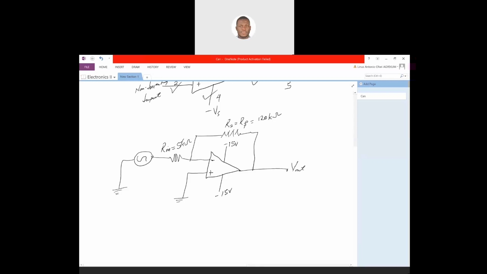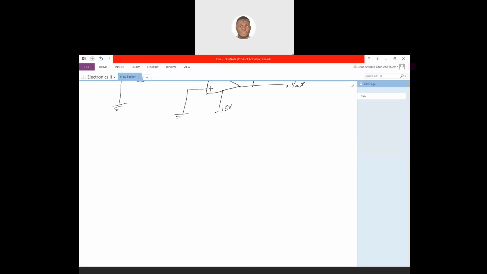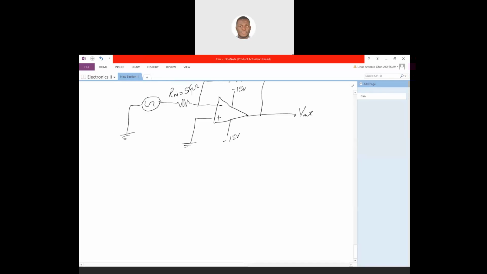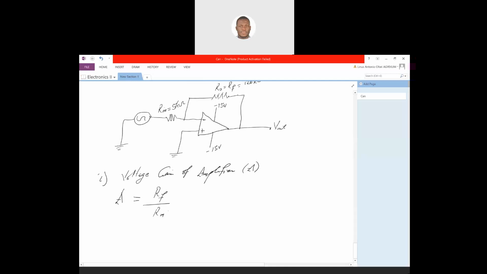Now, if you refer to your notes, in calculating the voltage gain of the amplifier, A, you would come across a formula which is represented as A equals RF over Rin. Okay?